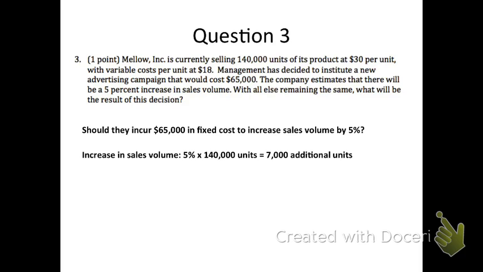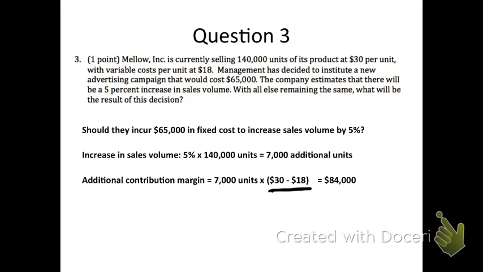So these 7,000 units, you kind of have to think about what are we getting versus what are we paying. And so what are we getting? We're getting an additional $30 per unit in sales price for each of these 7,000 units, but we're also paying an additional $18 per unit in variable cost. And so really, we can look at it in terms of what is our additional contribution margin. And so our additional contribution margin is 84,000.